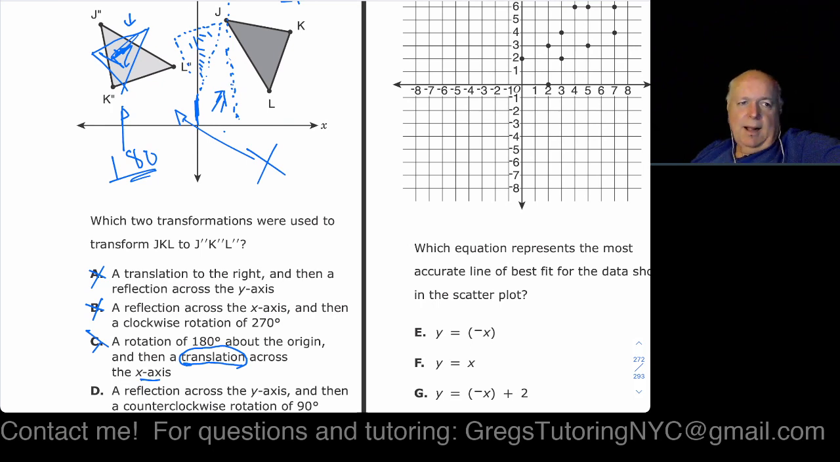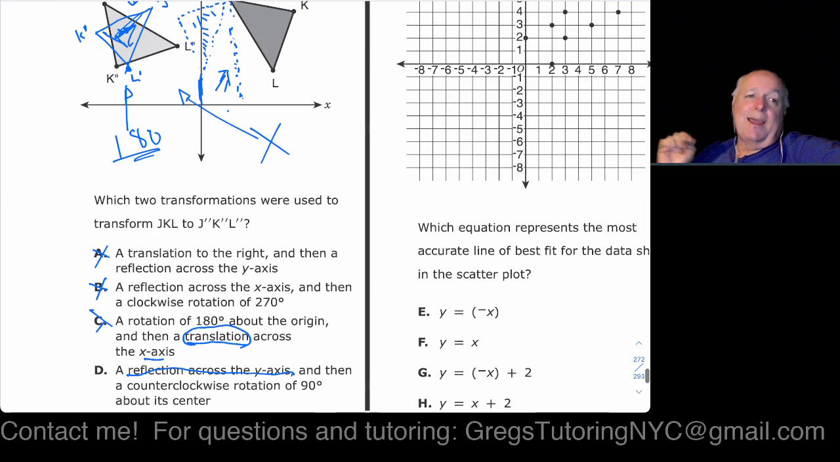And if that's true, just to be clear, this would be J. In fact, I'm going to call it J prime. This over here would be K prime. And this point right here, again, I drew it maybe too sloppy. This would be L prime. So the first part of D, a reflection across the y-axis, seems correct.